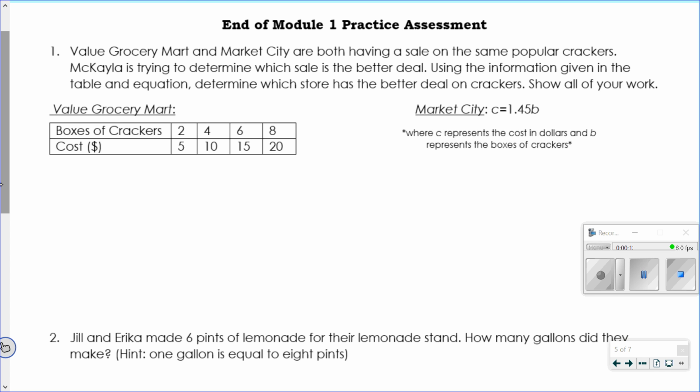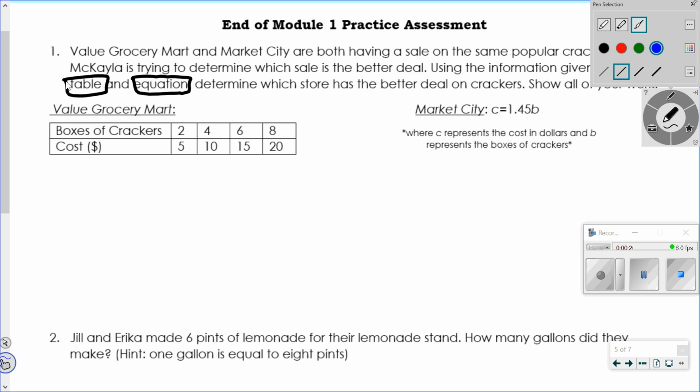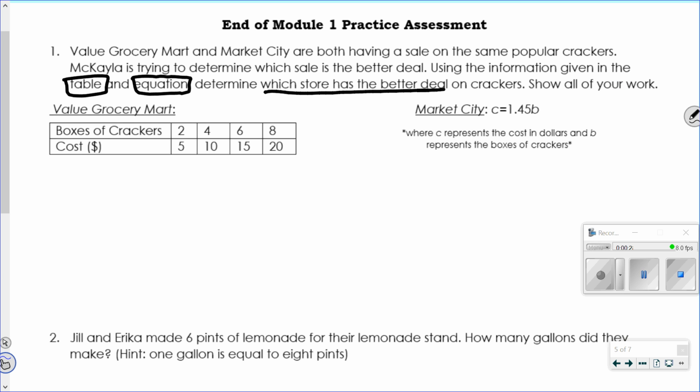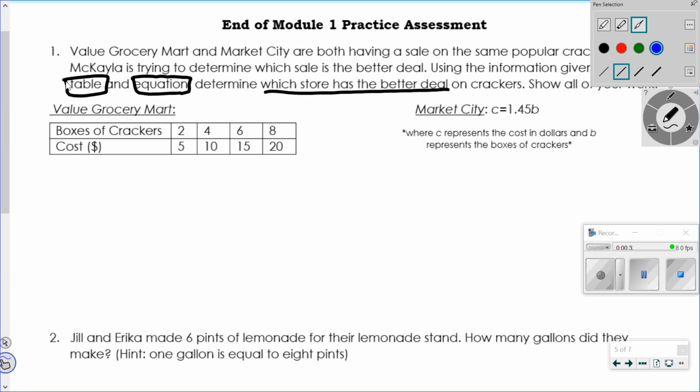On our first one, they're having a sale on popular crackers. She's trying to determine which is the best deal given in the table and the equation. So they gave us two different formats to look at the information. Determine which one is the better deal. So there's our question. Okay? We need to make sure we read the problems carefully and actually answer the question that is asked.